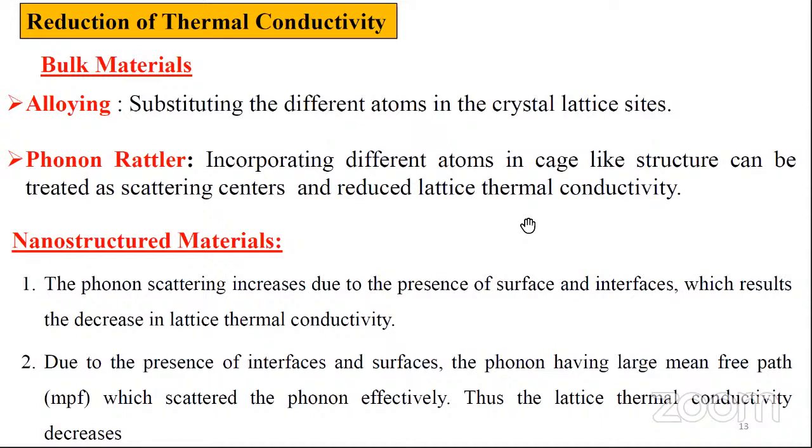So this is how we can reduce the thermal conductivity in the case of bulk material. In nanostructured materials, due to the quantum confinement effect, the phonon scattering increases because the surfaces and interfaces are present. Because of the surfaces and interfaces, the phonons have a large mean free path.